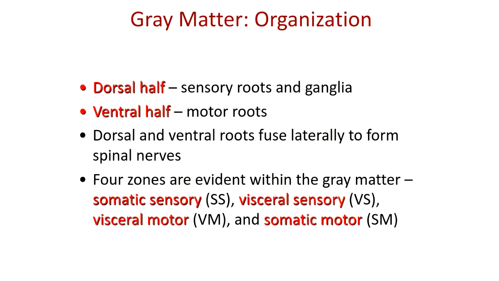Okay, some four zones that are pretty important are these right here. Somatic sensory, visceral sensory, visceral motor, and somatic motor. So remember how we split the horns in two? Now each division is also split up in half to accommodate for the somatic sensory and the visceral sensory. And then the motor portion is also split up in half to accommodate for the visceral and the somatic motor. We'll talk about those right now, actually.